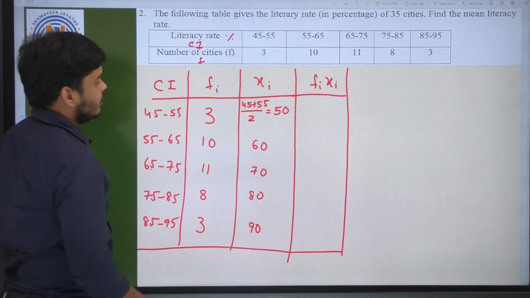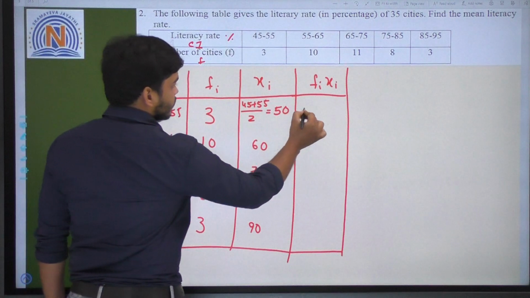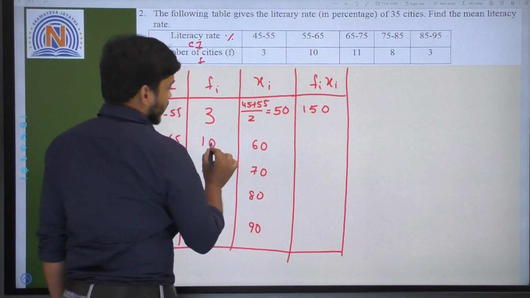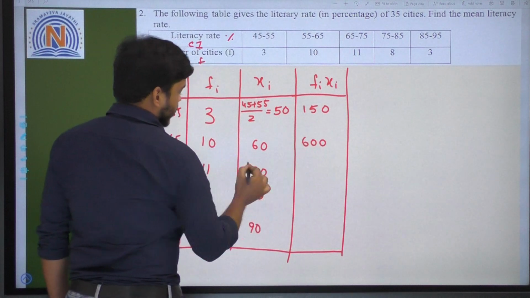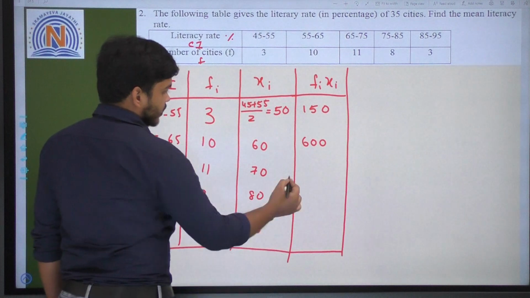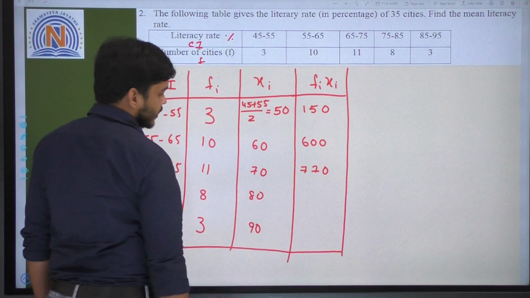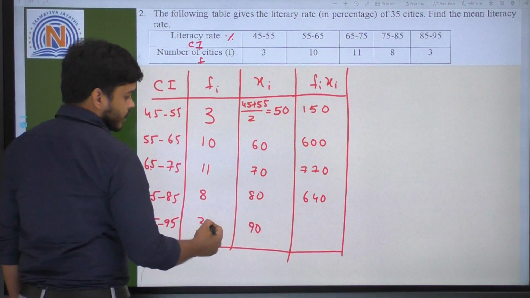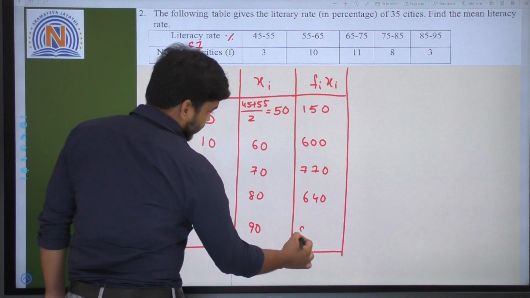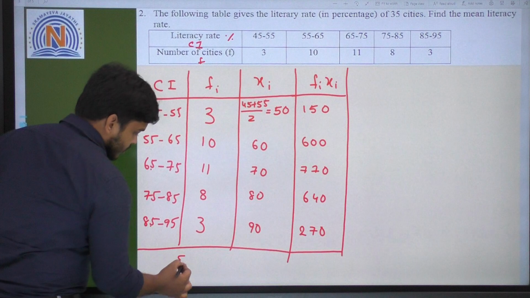Now multiply this column by this column, fi into xi. So 3 into 50 is 150, 10 into 60 is 600, 11 into 70 is 770, 8 into 80 is 640, and 3 into 90 is 270. Add all these values.